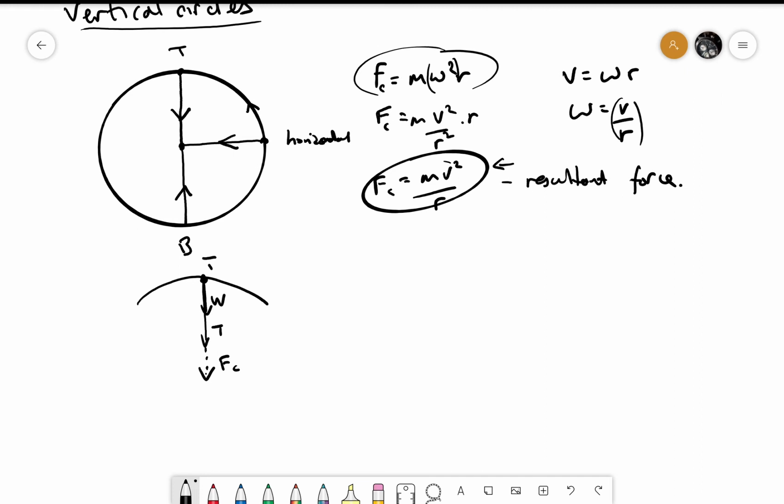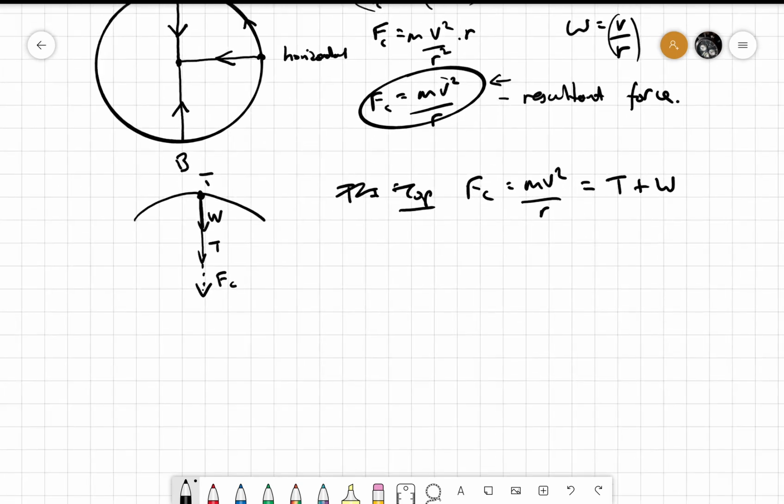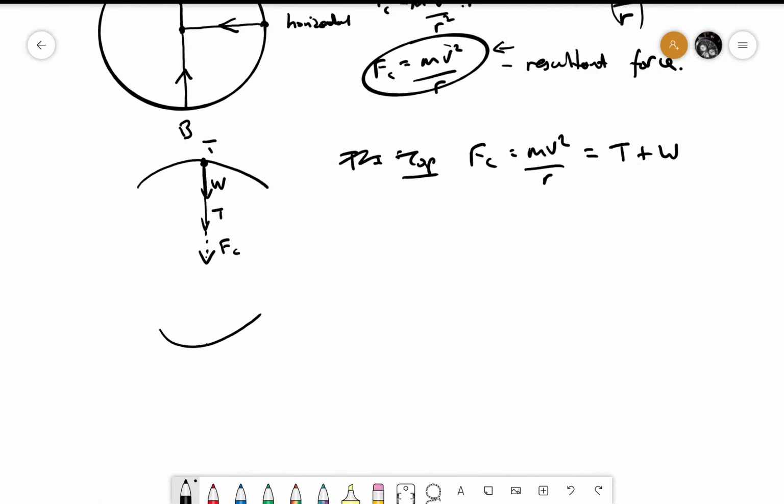At the top, we've got the resultant force Fc is equal to mv squared over r, which is equal to the tension force plus the weight force. I think you can see what's going to happen at the bottom. The weight force is acting downwards at the bottom, and our tension force is acting upwards.